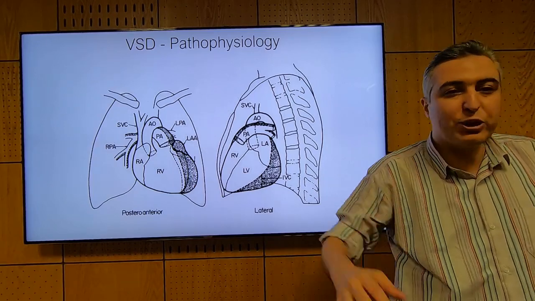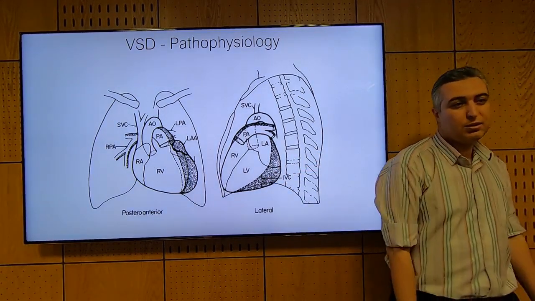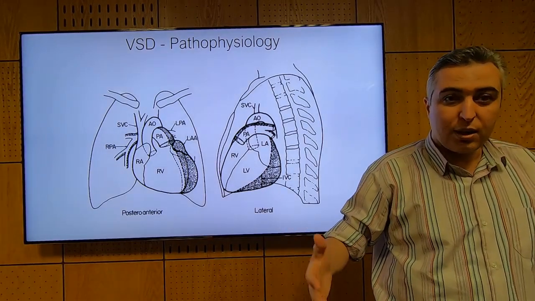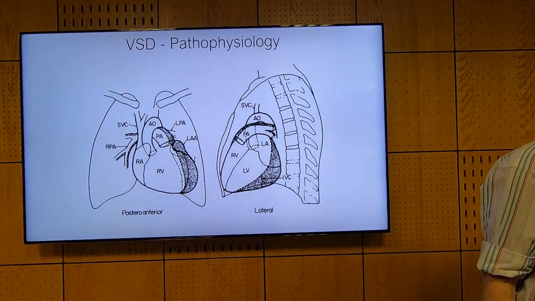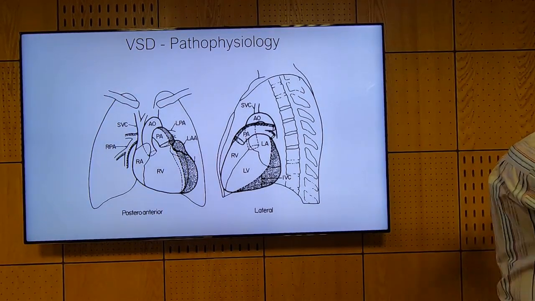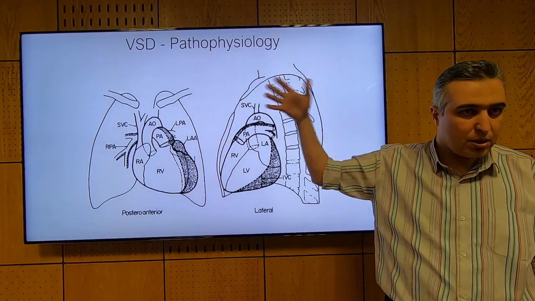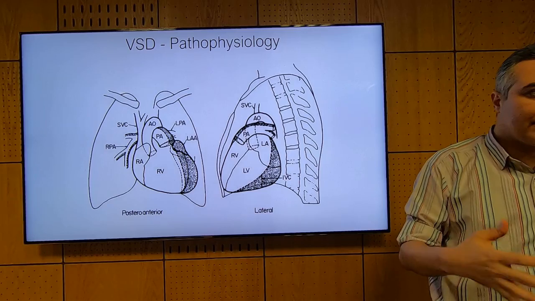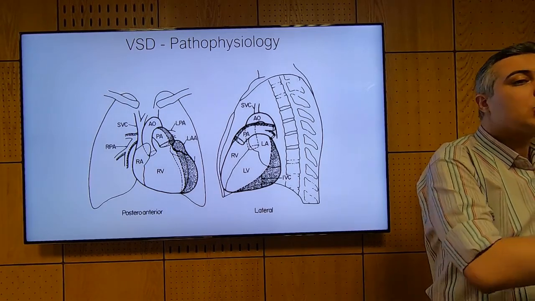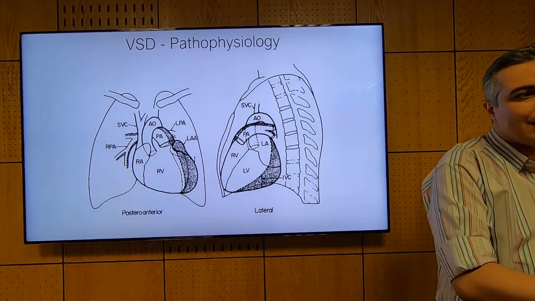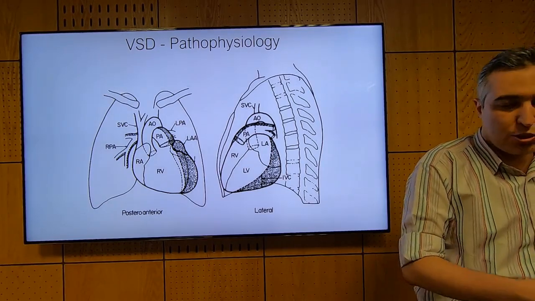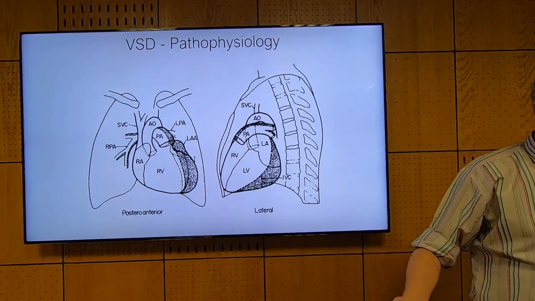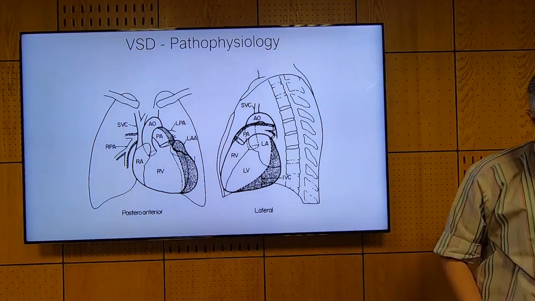Okay? What if we take out the whole wall? There will be no restriction to flow, and then the pressure will just equalize to the outside. This is an unrestricted defect. That's exactly the same. So an unrestricted VSD is a VSD that is large enough that it does not restrict blood flow, so that it allows equalization of pressures across it. Okay? Which means it is a large VSD.